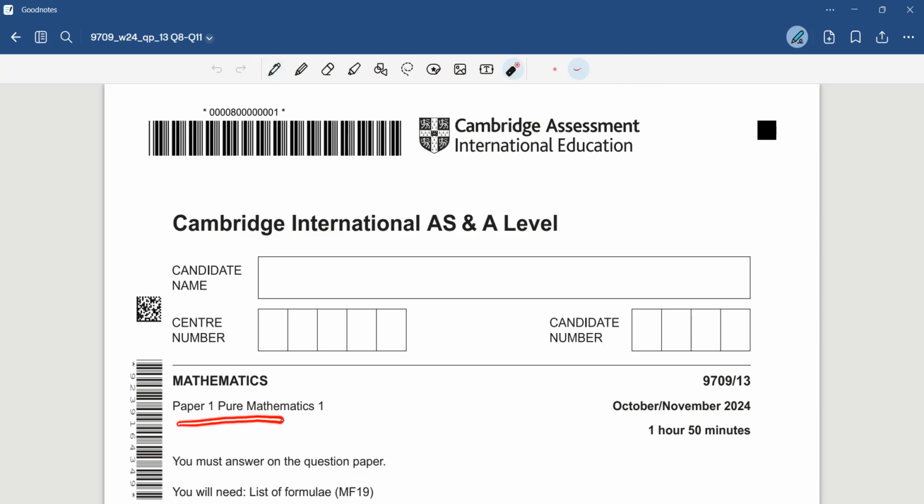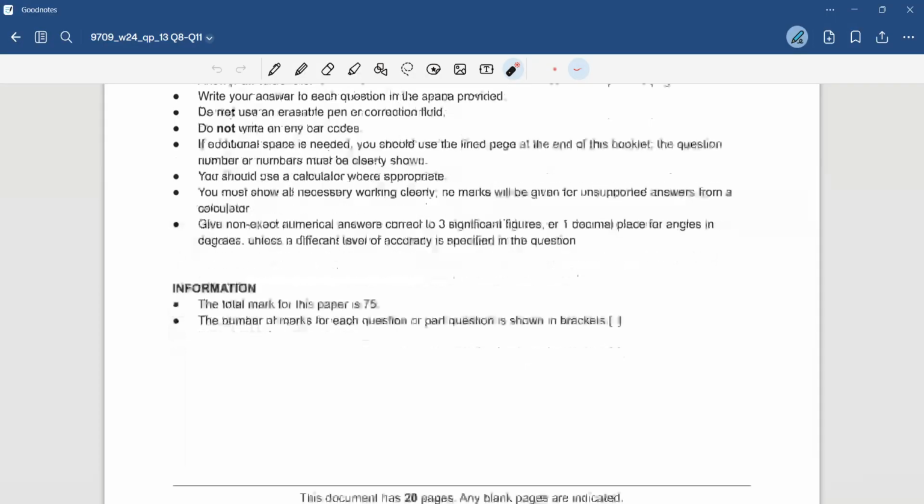Pure Maths 1, October/November 2024, Variant 3, question number 8 to question number 11. Let's go into question number 8.